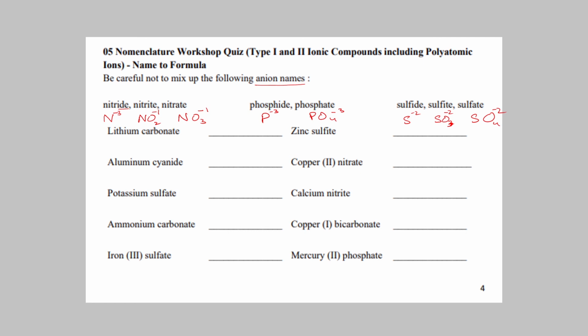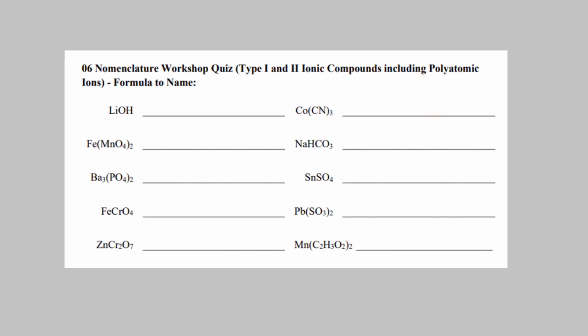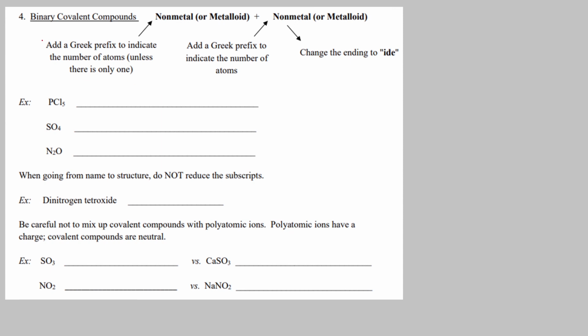Okay, so you can do this practice on your own and then check your answer on Canvas. Here we have some more practice. Let's learn the rule of binary covalent compounds. These compounds will be between a non-metal or metalloid and a non-metal or metalloid.